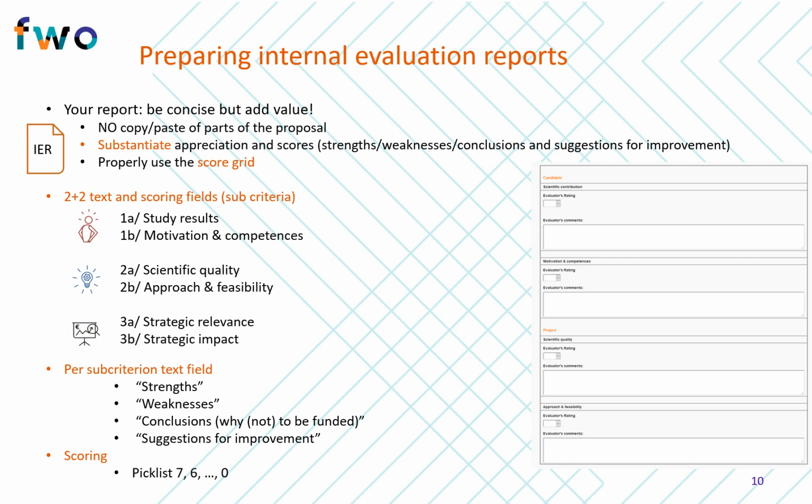For each sub-criterion, you should enter in the text box the main strengths and weaknesses, followed by the main conclusions regarding this criterion and any suggestions for improvement. You should then assign a score that aligns with your written assessment as well as with the descriptors in the scoring grid.